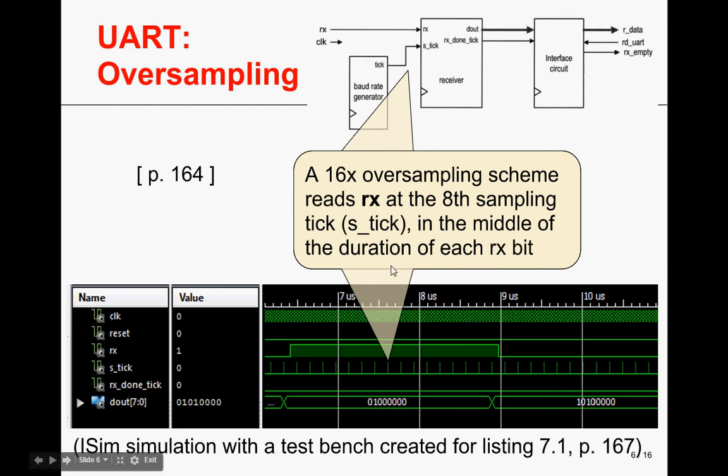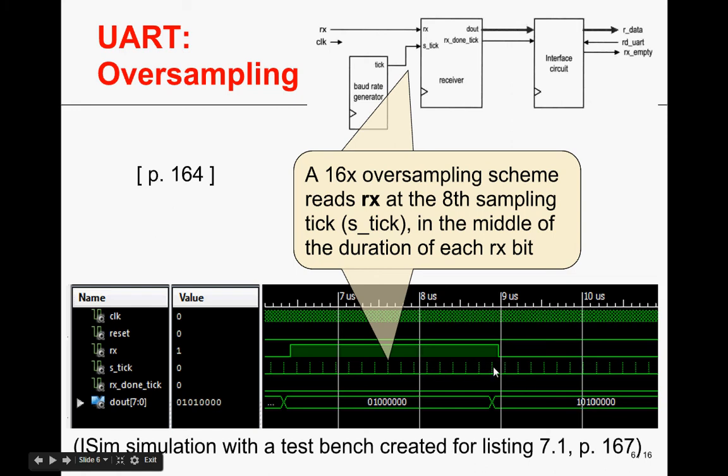In this case, it illustrates the operation of the 16 times oversampling scheme. So the new bit at line RX has just started at this point, and we wait for 1, 2, 3, 4, 5, 6, 7, 8 sampling ticks. At this moment we are at the middle of the bit period. We read the new value here. In this case it will be a 1, so it will be shifted into the deserializer, meaning that the current word, which is now 0, 1 and then all zeros, will at the next bit be 1, 0, 1 and the remaining zeros. So the 1 that was read at this moment has been shifted into the deserializer.